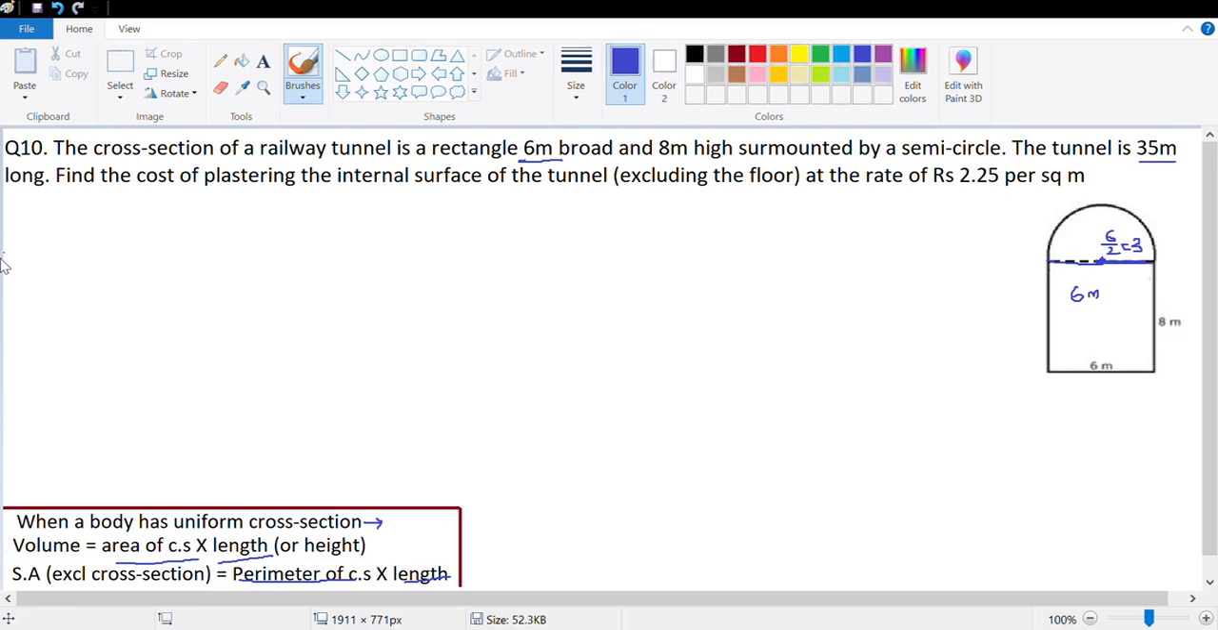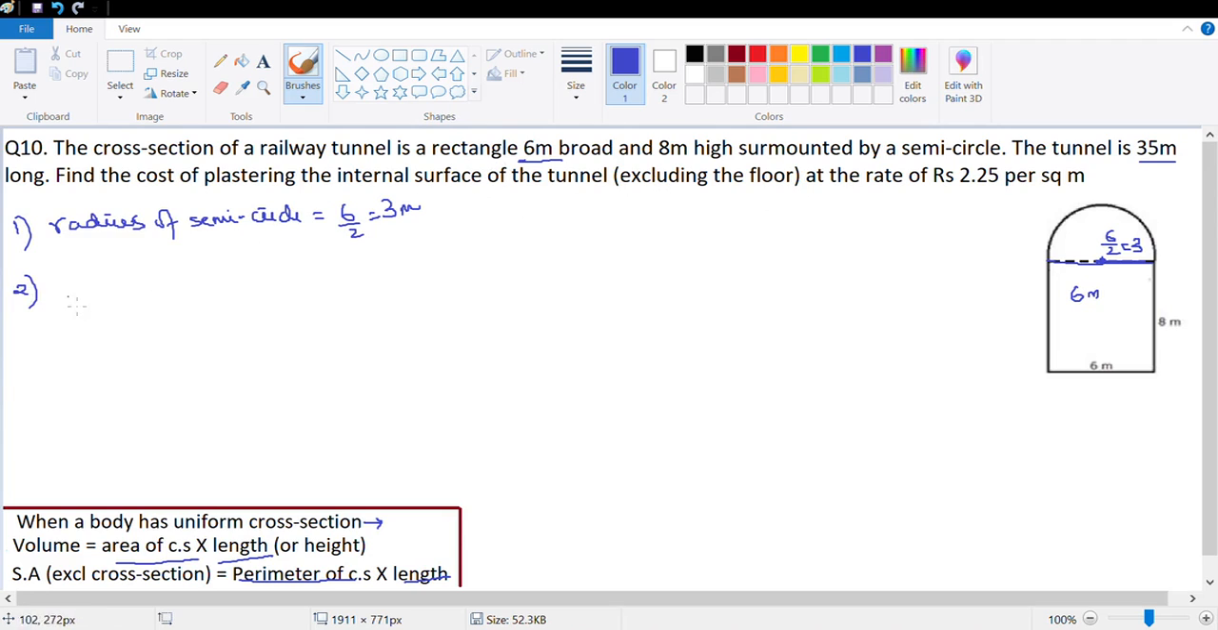So point number 1, radius of semicircle is equal to 6 upon 2, which is 3 meter. Number 2, we need to calculate the surface area. That's how we'll figure out the cost of plastering it.